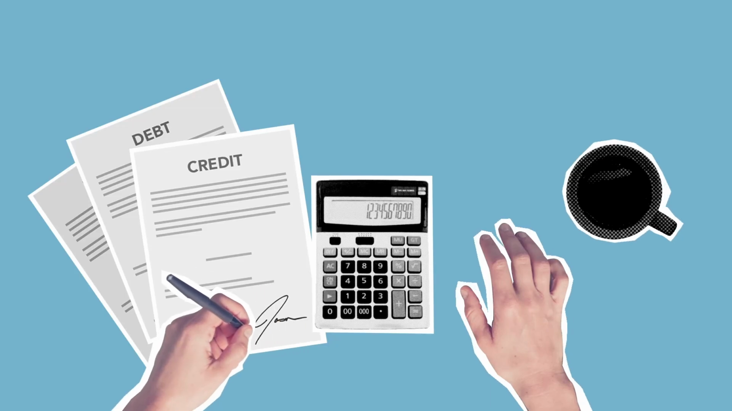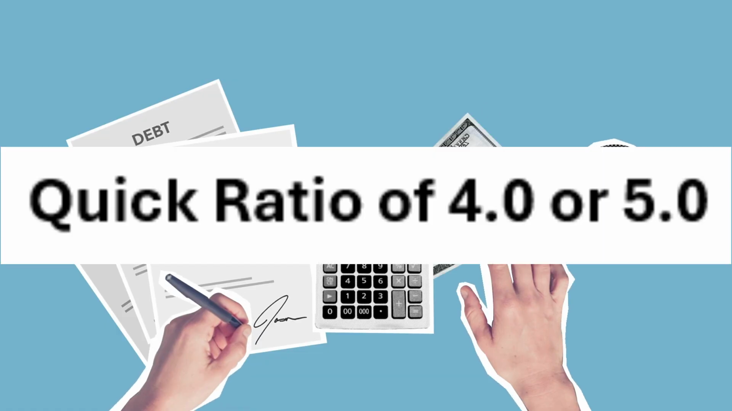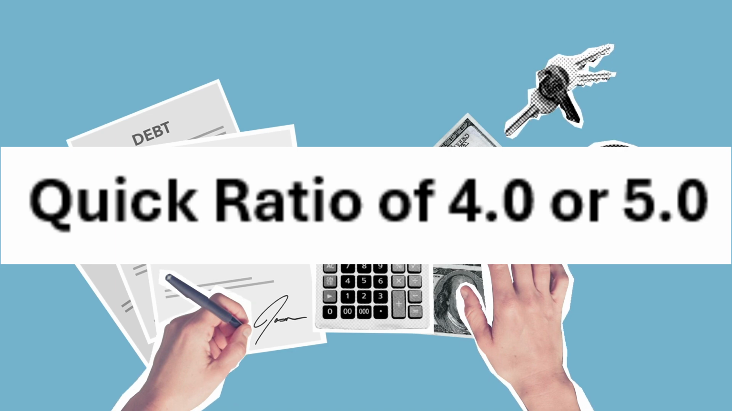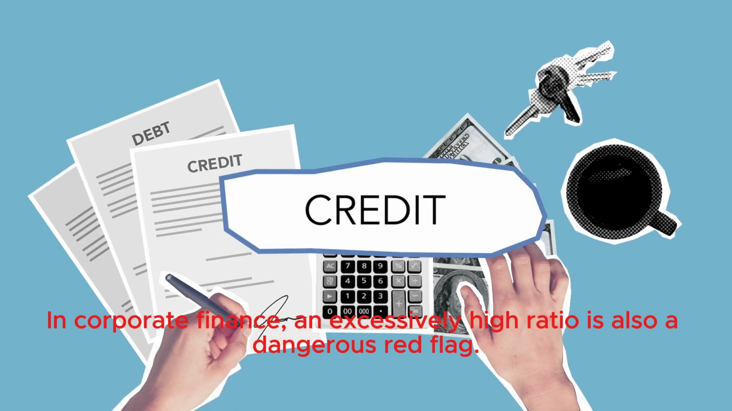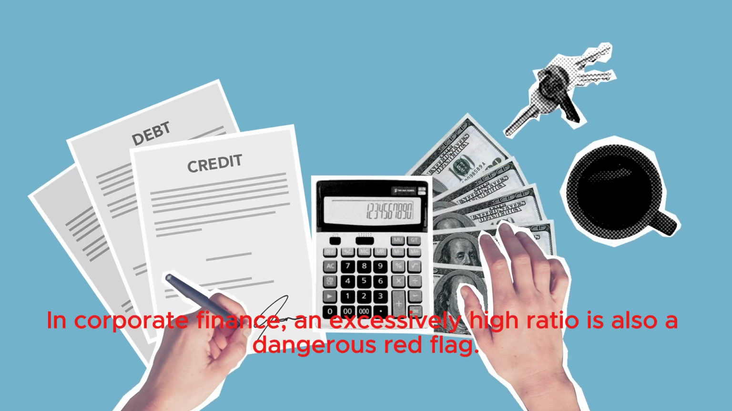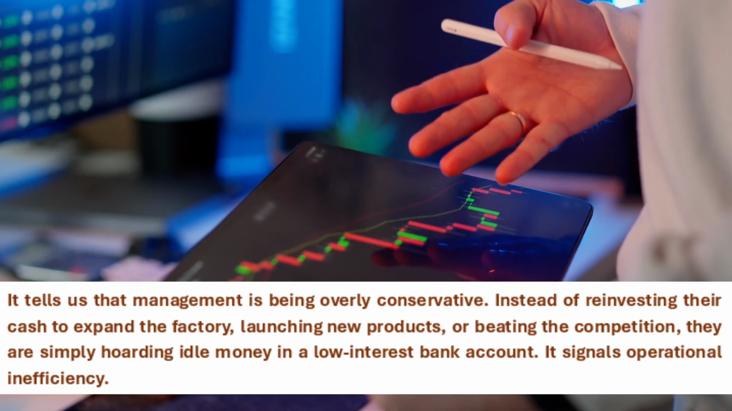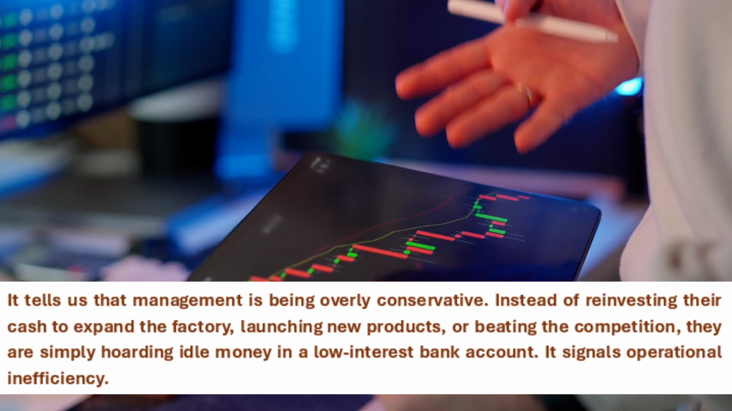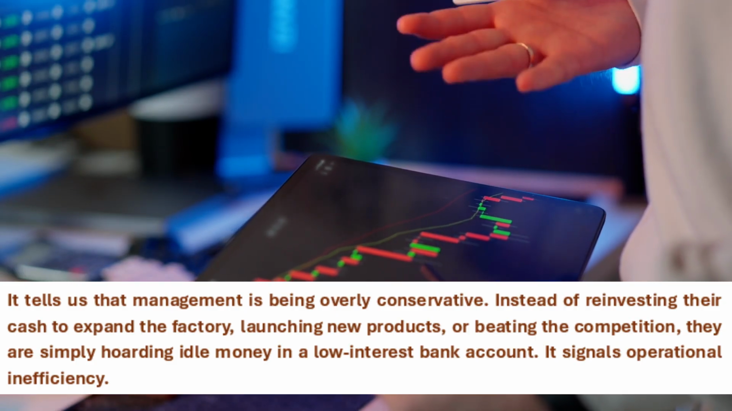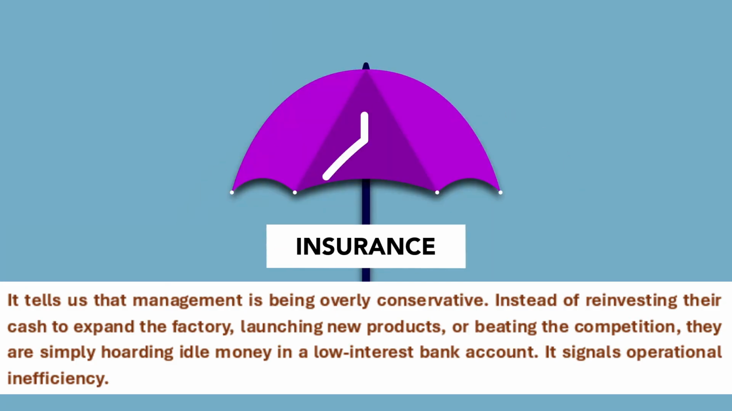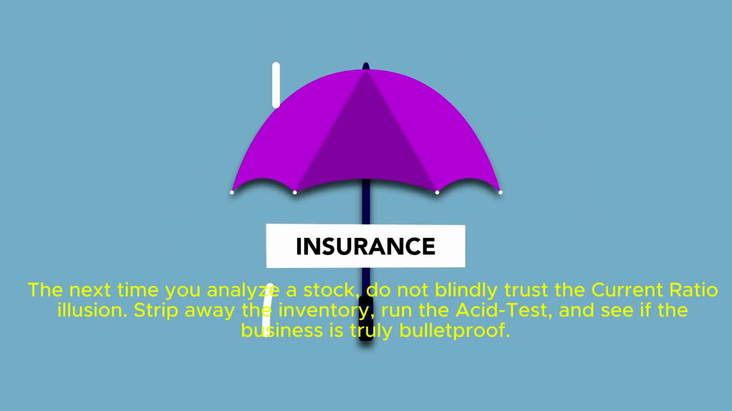But wait, before you go and hunt for companies with a quick ratio of 4.0 or 5.0, here is one final strategic warning. In corporate finance, an excessively high ratio is also a dangerous red flag. It tells us that management is being overly conservative. Instead of reinvesting their cash to expand the factory, launch new products, or beat the competition, they are simply hoarding idle money in a low-interest bank account. It signals operational inefficiency. So remember, the sweet spot is a balanced ratio.